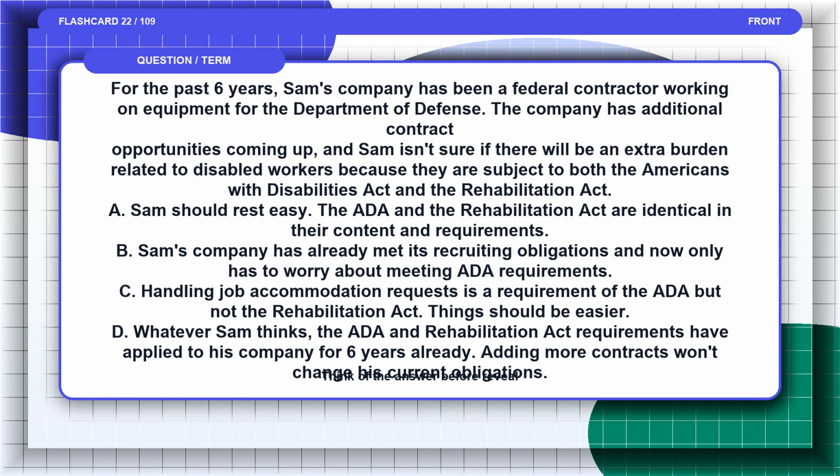Flashcard 22. For the past 6 years, Sam's company has been a federal contractor working on equipment for the Department of Defense. The company has additional contract opportunities coming up, and Sam isn't sure if there will be an extra burden related to disabled workers because they are subject to both the Americans with Disabilities Act and the Rehabilitation Act.